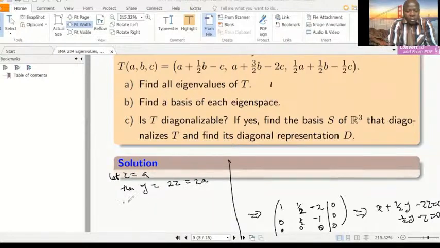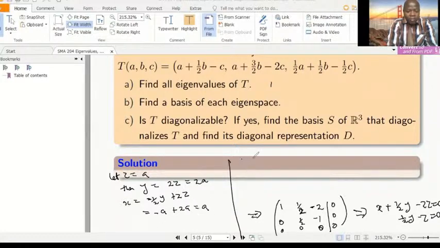What about x? This is the first equation. X would be negative a half of y plus 2z. But y is 2a, so when I multiply this by 2a, it is negative a. And what about this 2z? This is 2a. So this gives us a.